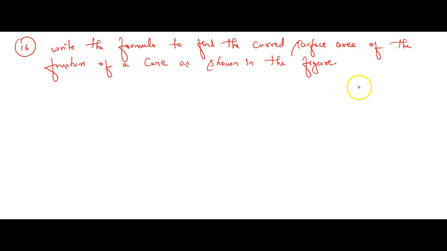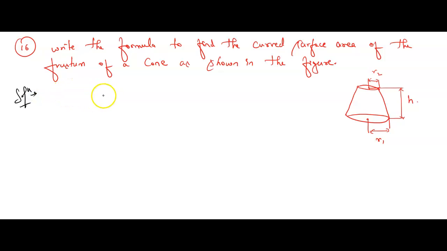See children, this is the shape they have given, the frustum of the cone. From here to here is my R1, from here to here is R2, and this total is the height h of the frustum of a cone. So children, write the formula. He is asking you to write the formula. We have a direct formula, no children, to find the curved surface area of a frustum of a cone.